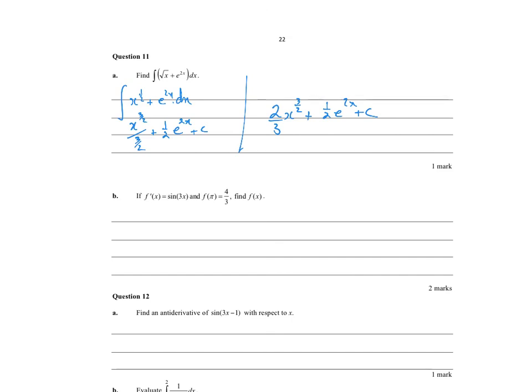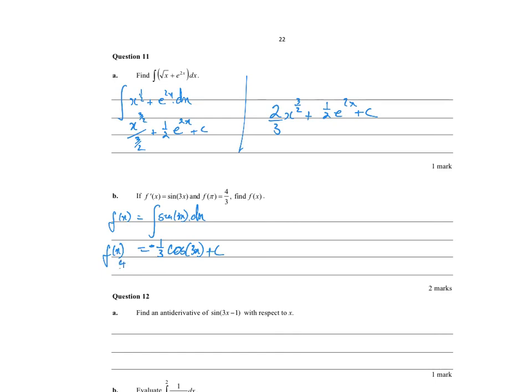If f dash of x is that, find f of x. So, all right, so we know that f of x will equal the antiderivative of sine 3x dx. So f of x is equal to, now we get 1 on k. Now the antiderivative of sine is negative, so that's a cos 3x plus some c. And we know at x equal to pi, y is 4/3.